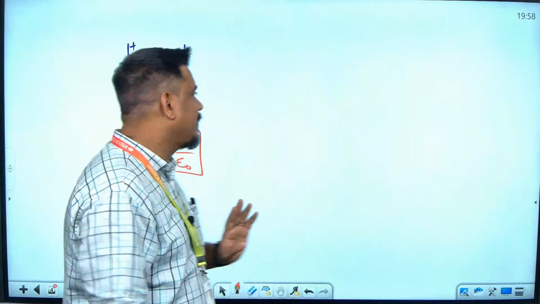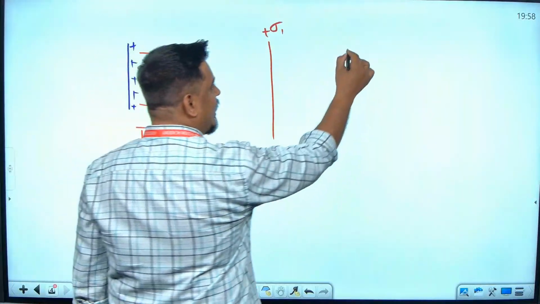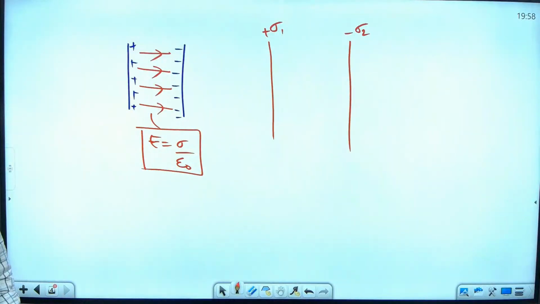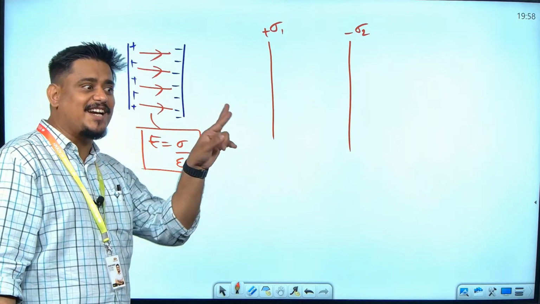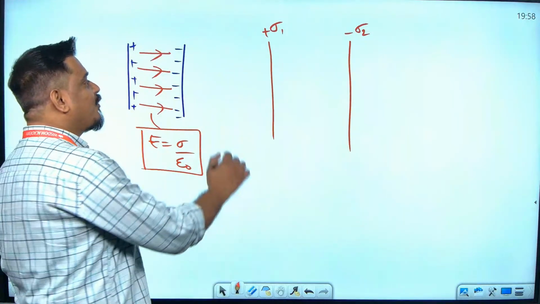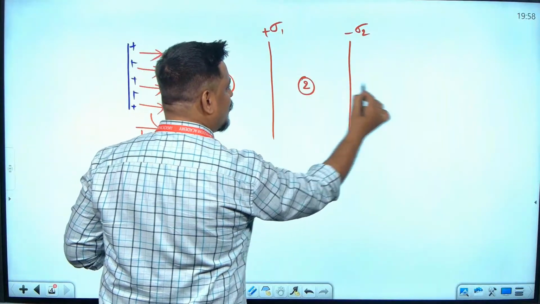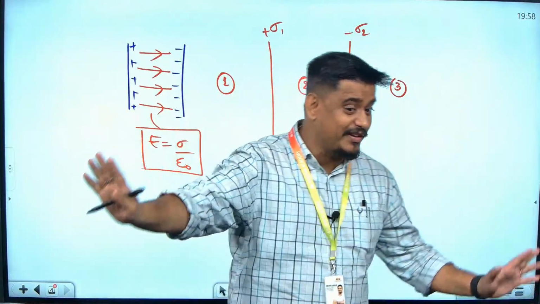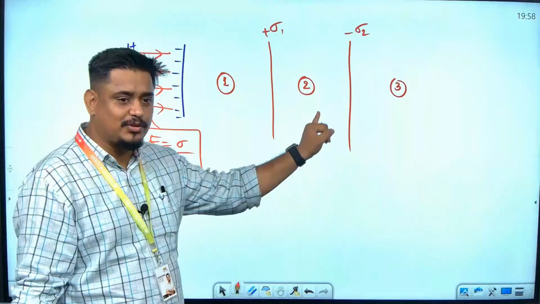One last question to everybody. If I have a plate plus sigma 1, and another plate minus sigma 2. That means they have opposite polarity and different charge density. Then you have to find what is the electric field at 1, at 2, and at 3. I hope everybody agrees that it will not be 0 anywhere. It will have values here also, here also, here also.